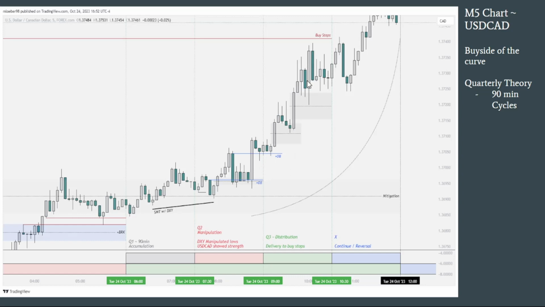With Q3 completely delivering higher to run out the buy side liquidity pool with a fair value gap here, a fair value gap here, and we meet our objective right at the end of quarter four's quarterly cycles.